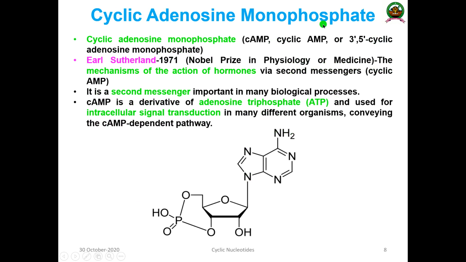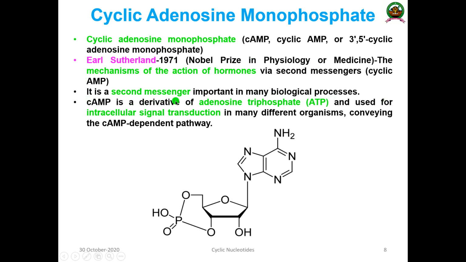First one, cyclic adenosine monophosphate or cyclic AMP. This is known as cAMP or cyclic AMP or 3' to 5' cyclic adenosine monophosphate. It was identified while studying the mechanism of action of hormones via a secondary messenger, by a great scientist known as Earl Sutherland. In 1971, he got the Nobel Prize in Physiology or Medicine for this particular study, the mechanism of action of hormones by secondary messengers such as cyclic AMP. So it is a second messenger important in many biological processes.